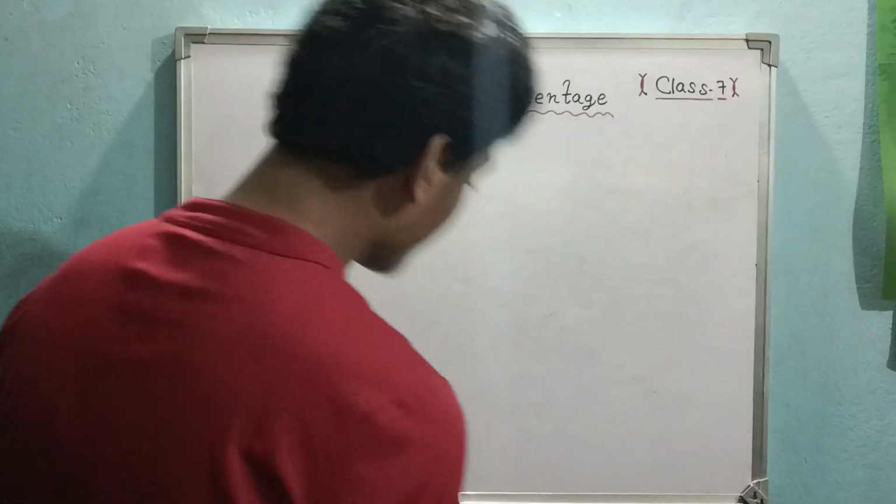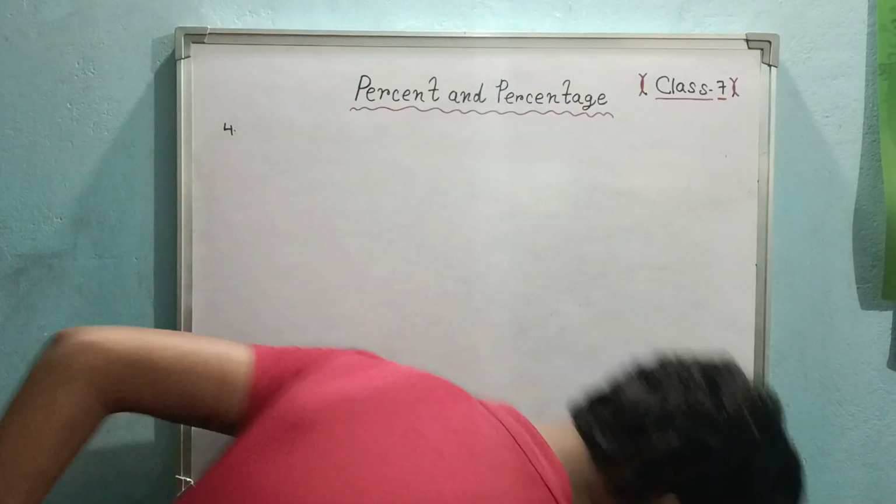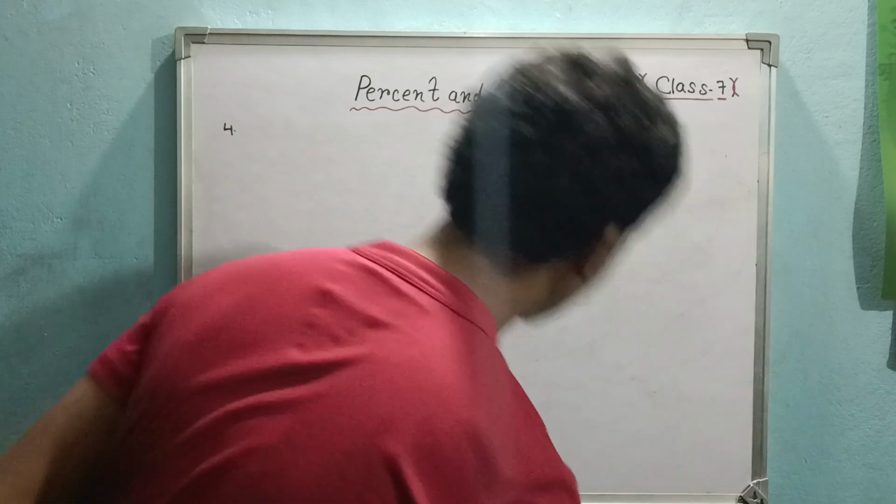A few things are a little different, but by and large everything is the same. Find 5% of rupees 350. Wow.